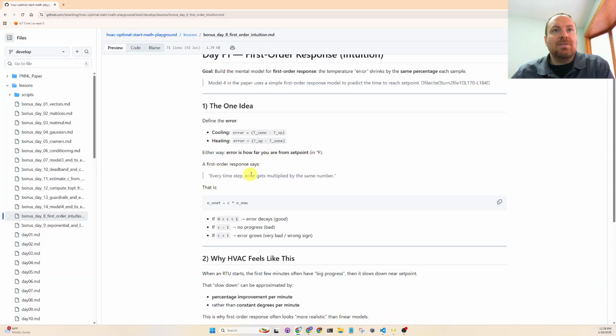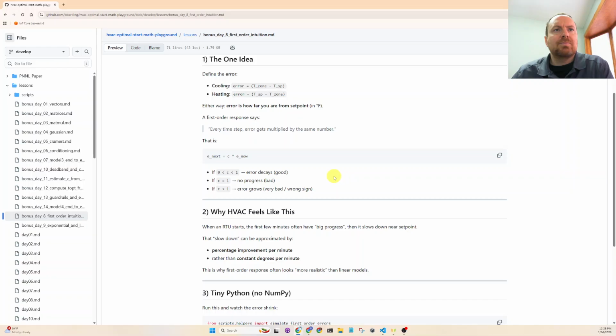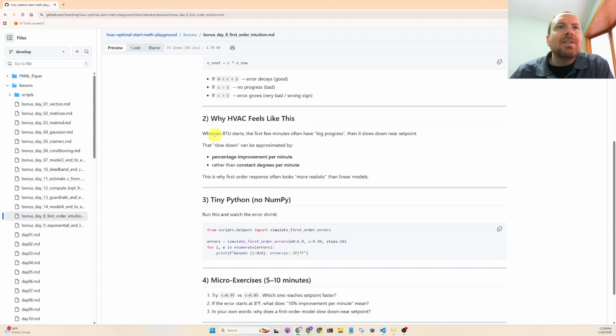First order response says every time, the error gets multiplied by the same number. So if the, let's see, C, what is C here? I think it's just expressing decay. Decay is good. If it's greater than 1, then it goes the other way. It doesn't decay at all. So kind of similar to machine learning concepts, I guess.